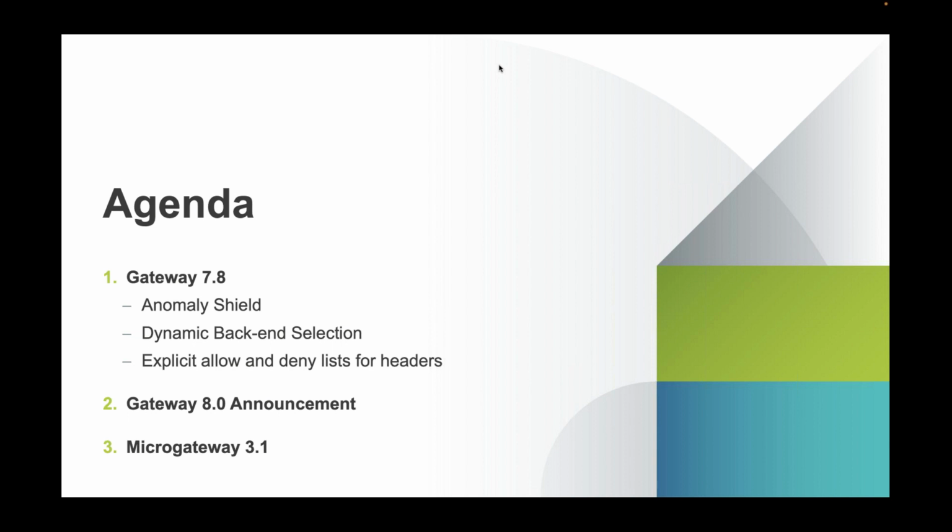And then there are two new features in Gateway 7.8: the dynamic backend selection, and we also improved usability for defining allow and deny lists for headers. And then there will be announcements about the next coming release. Airlock Gateway 8.0 will be a major release, so we want to make you aware of certain things that will come up. And in the end, we'll have an overview of Airlock Microgateway 3.1. It has already been released, but it was never covered in a webinar so far. So we're going to catch up with this.